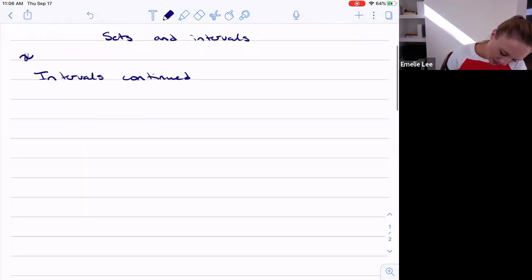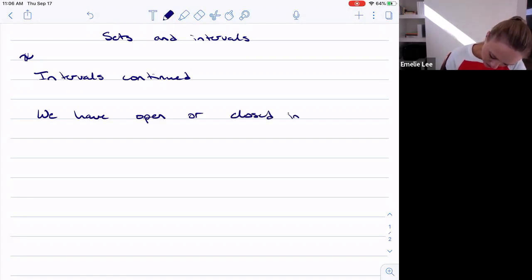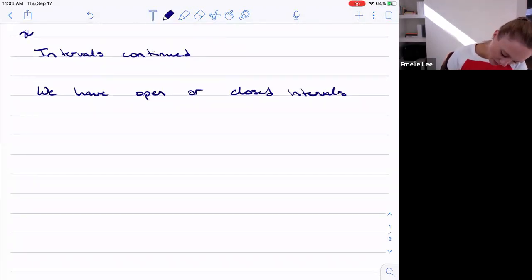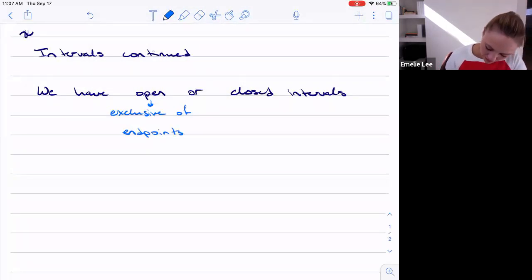So we talked about open or closed intervals, right? So open, in our case, would mean exclusive of endpoints, and then closed intervals would be inclusive of endpoints.